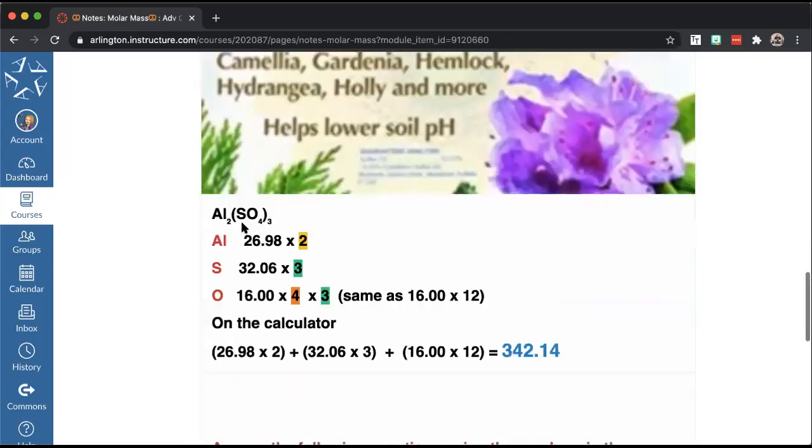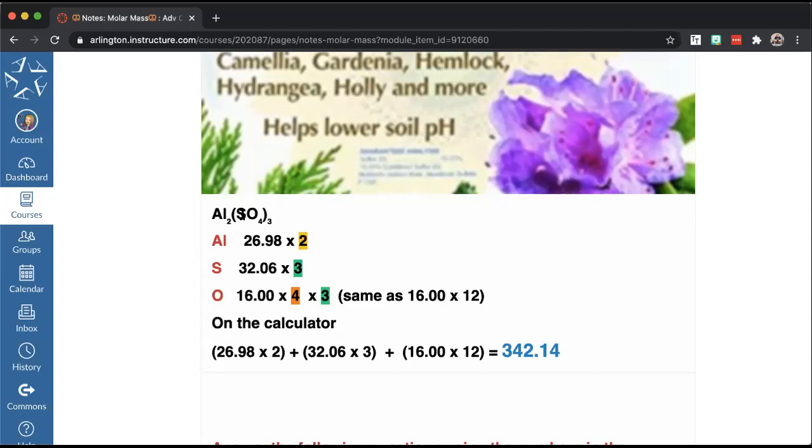So if we look here, here's the formula. All I did was break it down. I looked up on the periodic table: aluminum's molar mass was 26.98, sulfur's 32.06, oxygen 16.00. There is a subscript 2 right behind aluminum, so that's why it gets multiplied by 2. Sulfur doesn't have anything right behind it, so that's an imaginary 1, but it's in parentheses and there's a 3 outside. Just like in math, anytime you have a number outside parentheses, it distributes and multiplies by everything inside the parentheses.